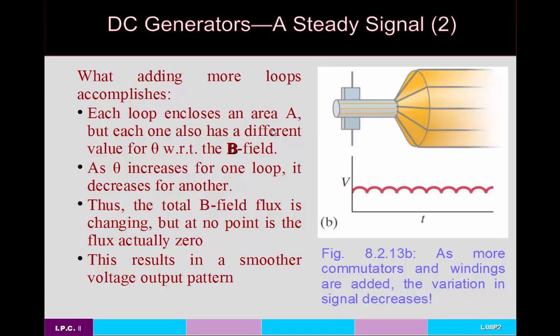the same area A, and each one also has a different value for theta with respect to the magnetic field. And as theta is increasing for one loop, it's basically decreasing for another, and therefore the total magnetic field flux is changing, but at no point does the flux actually reach zero. And in fact, the change in flux basically never reaches zero. And so the result is that you get this nice smoother output pattern.